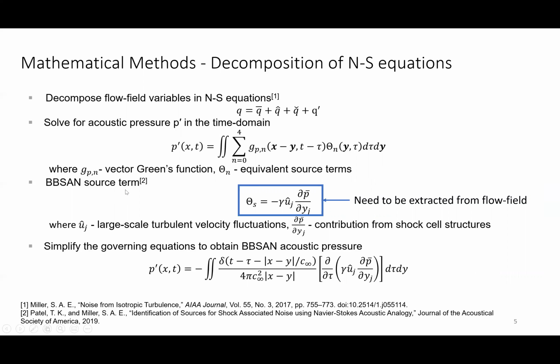The source term for BBSAN was identified and validated by Shen, which is the dot product of the large-scale velocity fluctuations and the mean pressure gradient, where the mean pressure gradient represents the contributions from shock cell structures. This term needs to be extracted from the flow field to get the BBSAN spectrum. Since the BBSAN dominates the acoustic field in the sideline and upstream directions, the governing equations can be simplified, and the acoustic pressure associated with BBSAN can be solved using the following equation.